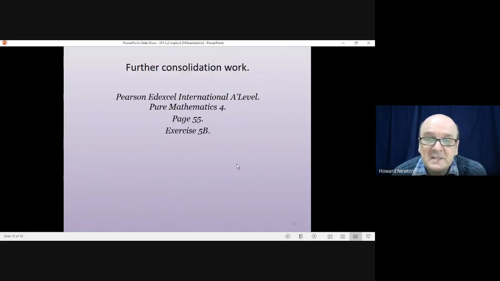Okay, that gets us to the end of this lesson. If you've got the textbook, then turn to page 55 and have a go at exercise 5b.